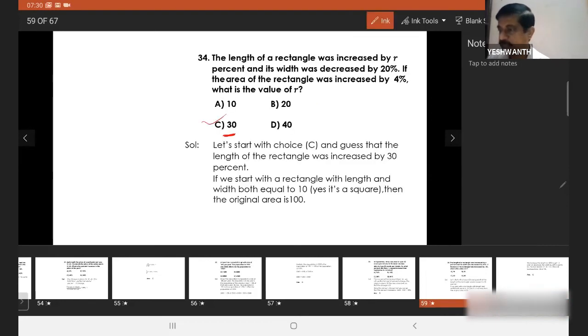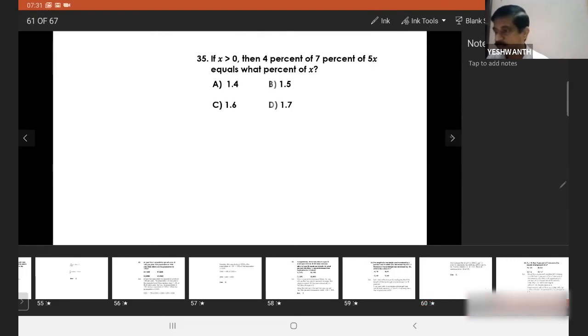Okay, right children? So let's go to the next question quickly. So if x is greater than 0, then 4% of 7% of 5x equals to what percentage of x?